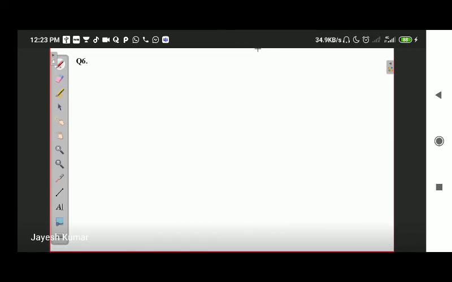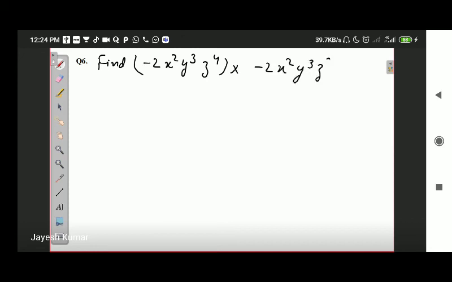Next is question number 6. Question number 6 you have to do in your homework copy as well. Okay. I will discuss it here, but you have to do it in your homework copy as well. Find minus 2 x square y cube z to the power 4 into minus 2 x square y cube z to the power 4.